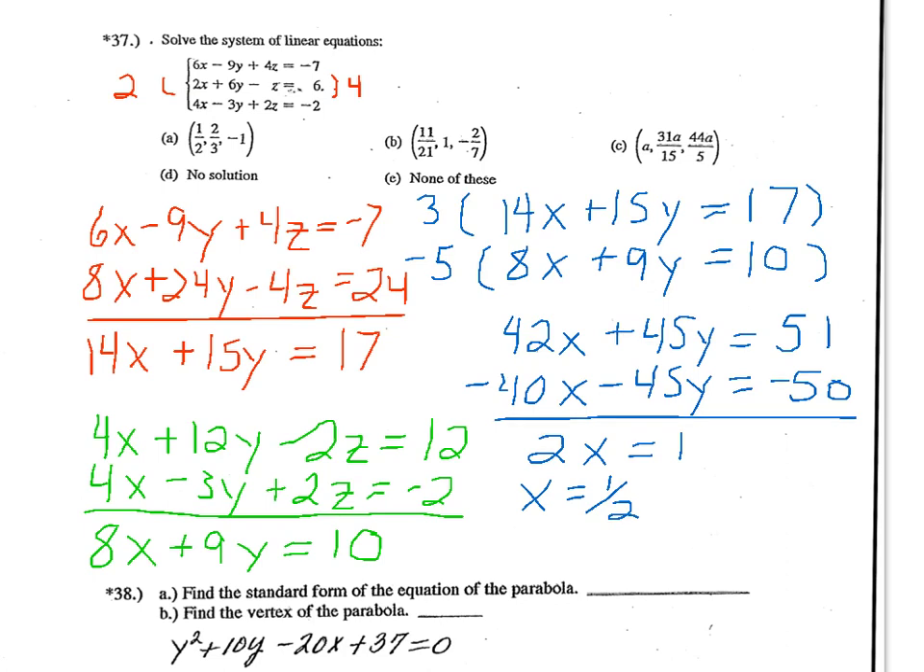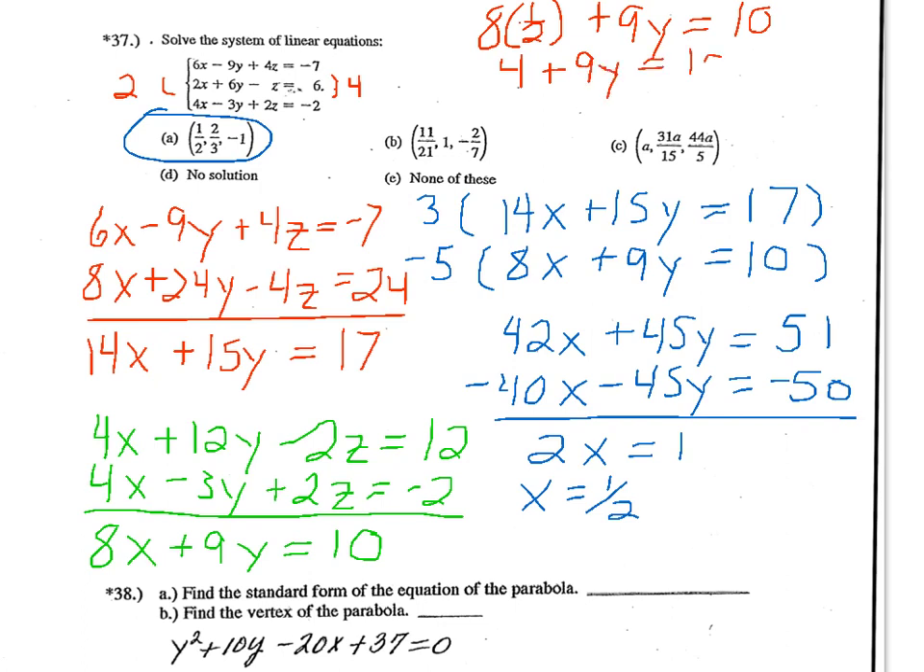From this answer, we can assume that the answer is A, but let's take x and plug it back in just in case. So to find y, I'm going to take x and plug it into one of the two variable equations. So I'm going to use 8x plus 9y equals 10. So I have 8 times 1/2 plus 9y equals 10. So 4 plus 9y equals 10. 9y equals 6. So y equals 2/3.